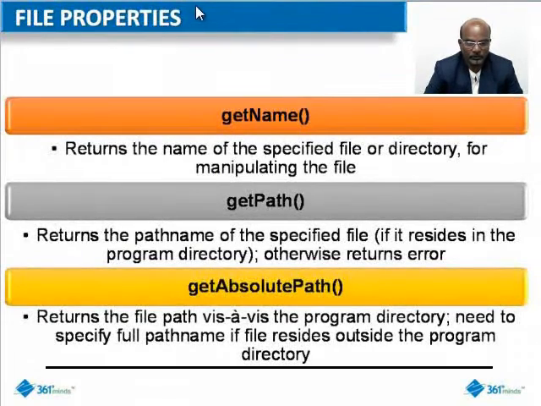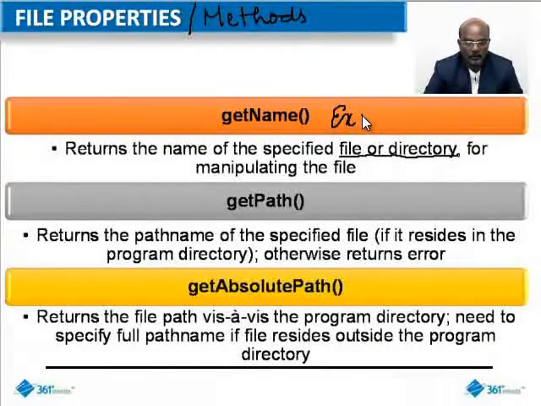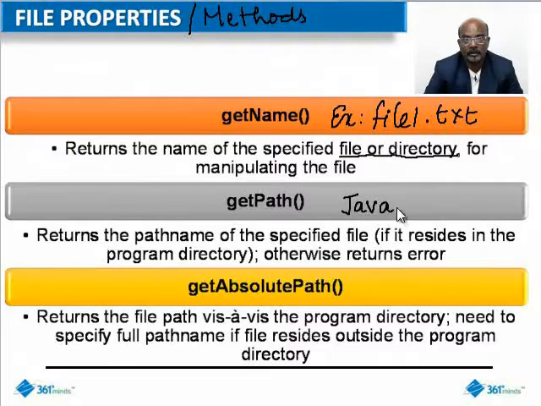Some of the common file properties over here is the getName. The getName method returns the name of the specified file or a directory, which can then be passed on as an object and manipulated further on. The getPath returns the path name of the specified file if it resides in the program directory. Otherwise, the user has to give the entire path. If not, it will return an error.